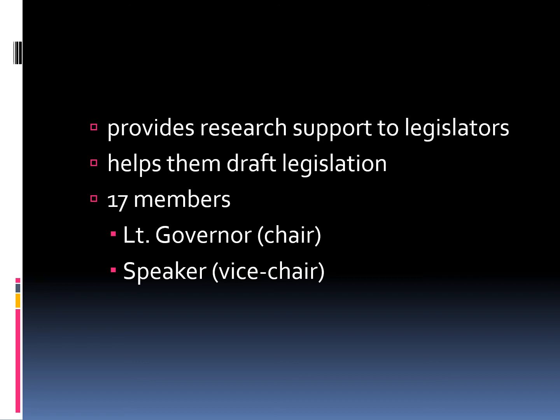So he vetoed it. As it stands right now, there is no piece of legislation that regulates texting and driving outside the different city limits. Corpus Christi does have an ordinance that says you cannot text while you drive on city streets. But anyway, look at this: 17 members, with the lieutenant governor as chair and the Speaker of the House as vice chair.